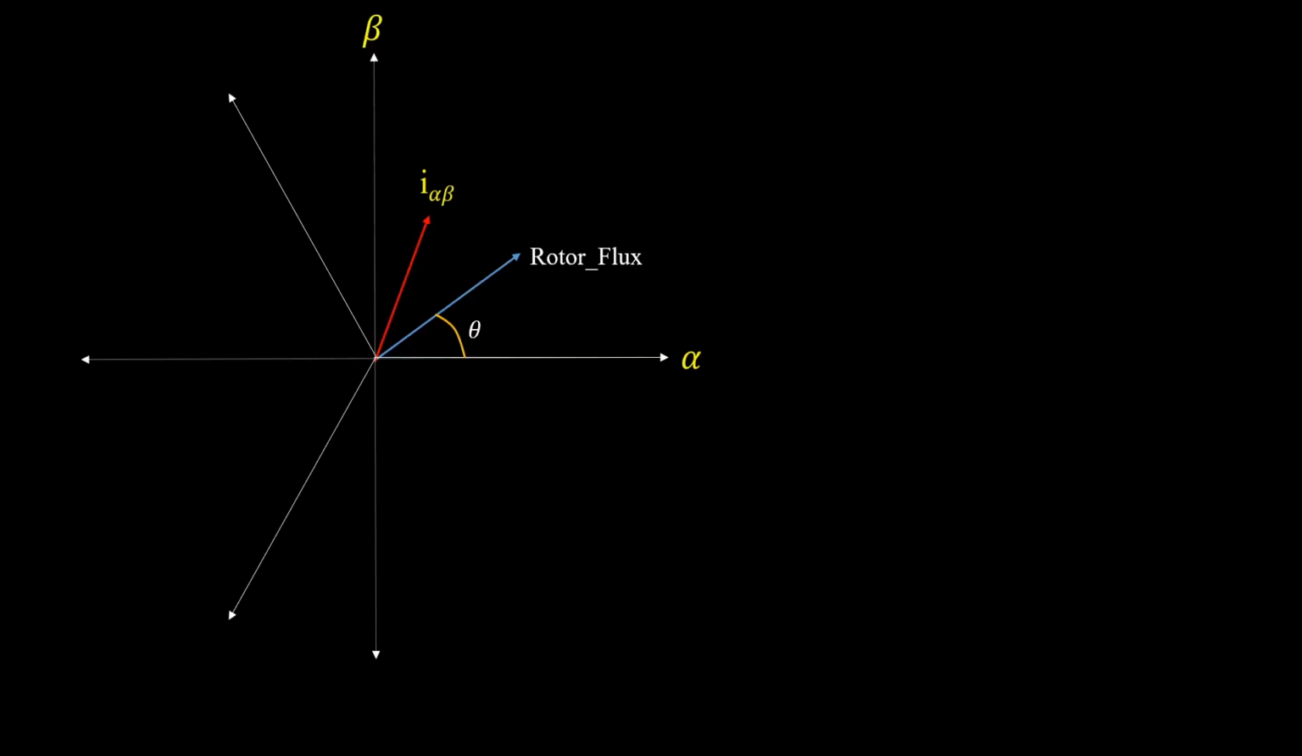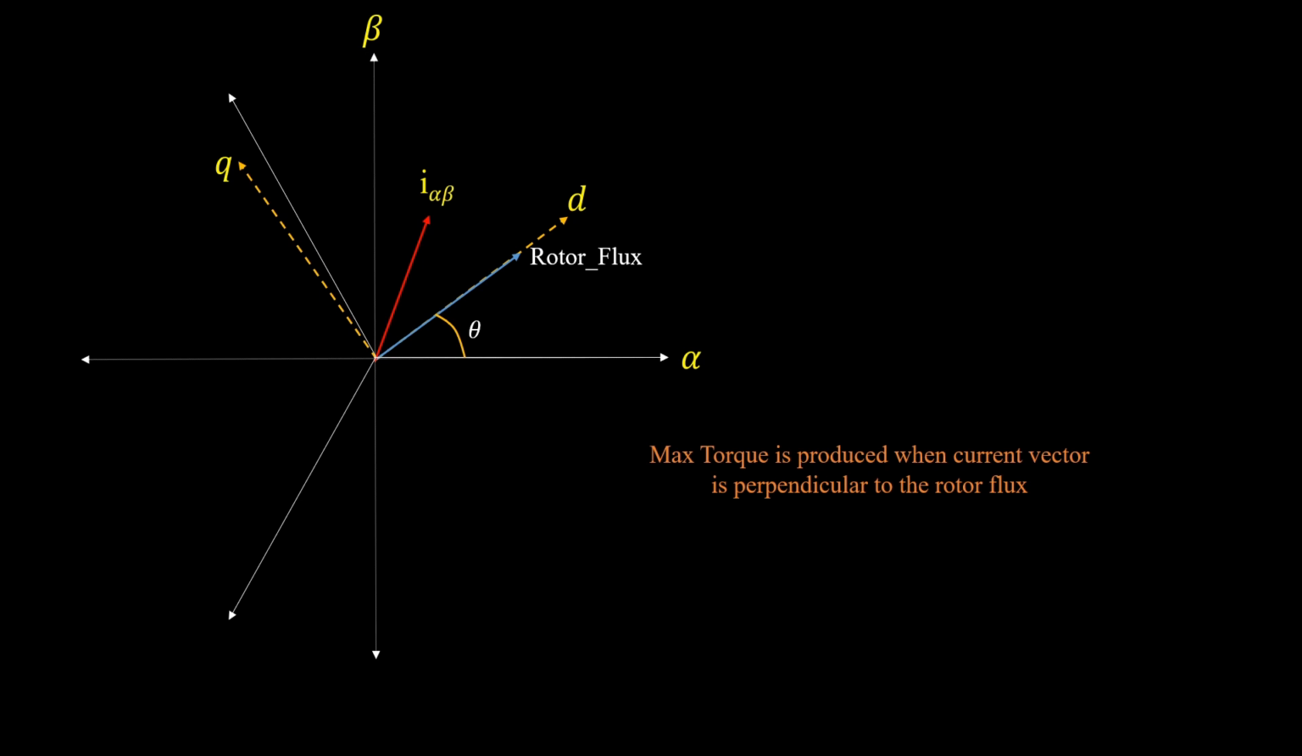Let's change our frame of axis and sit on the rotor itself. We will call our new reference axis the dq axis. D axis is parallel to rotor flux, q axis is perpendicular to the rotor flux. Remember that the maximum torque is produced when the current vector is perpendicular to rotor flux. So I have one component of current, D axis current, that produces no torque, and one component which is perpendicular to the rotor flux and that produces all the torque.